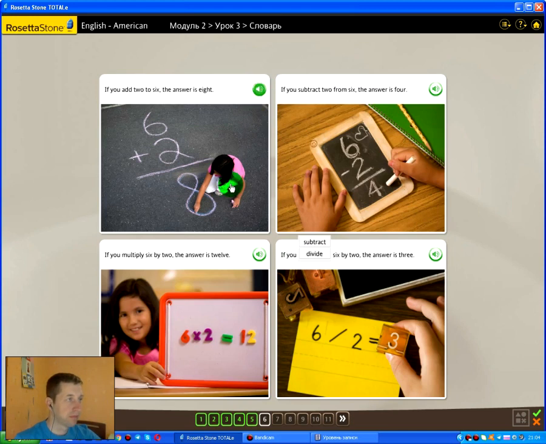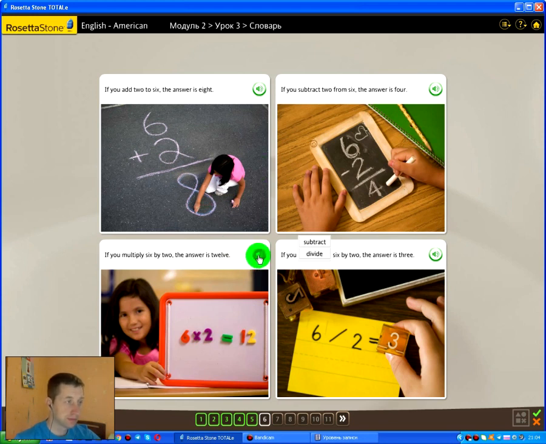If you add 2 to 6, the answer is 8. Если ты сложишь 2 плюс 6, то ответ будет 8. If you subtract 2 from 6, the answer is 4. Если ты отнимешь 2 от 6, ответ будет 4.